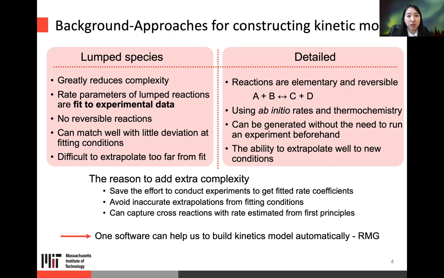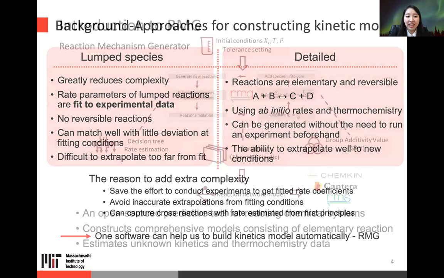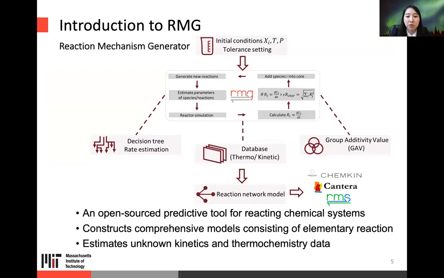So now I'm going to introduce one software which can help us to build kinetics models automatically. It's called Reaction Mechanism Generator, RMG. It's an open source predictive tool for reacting chemical systems, and it constructs comprehensive models consisting of elementary reactions. And it will estimate all the unknown kinetics and thermochemical data by either looking in the database from literature or quantum chemistry calculation, or perform the estimation by using the group additivity method.